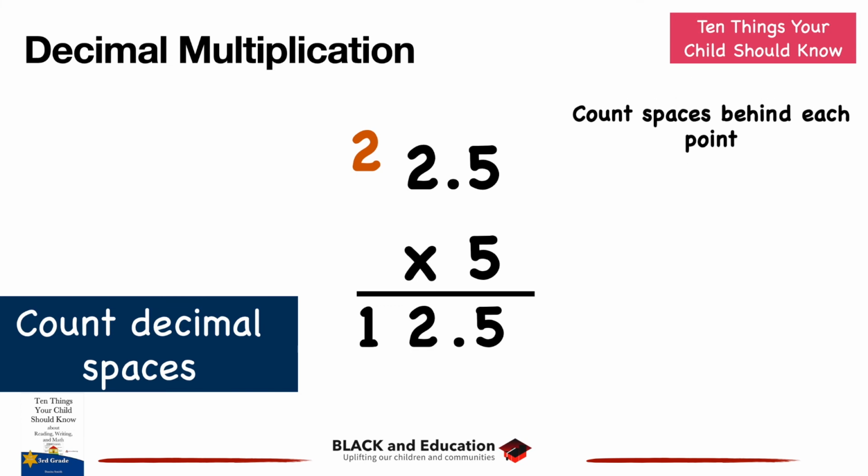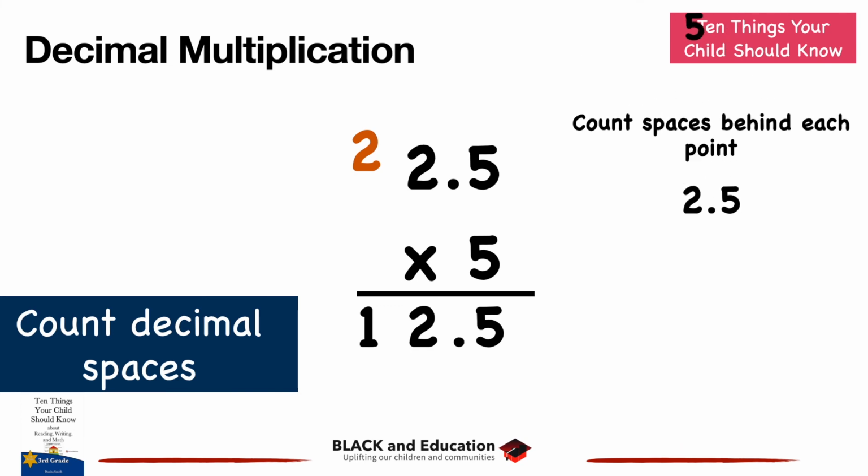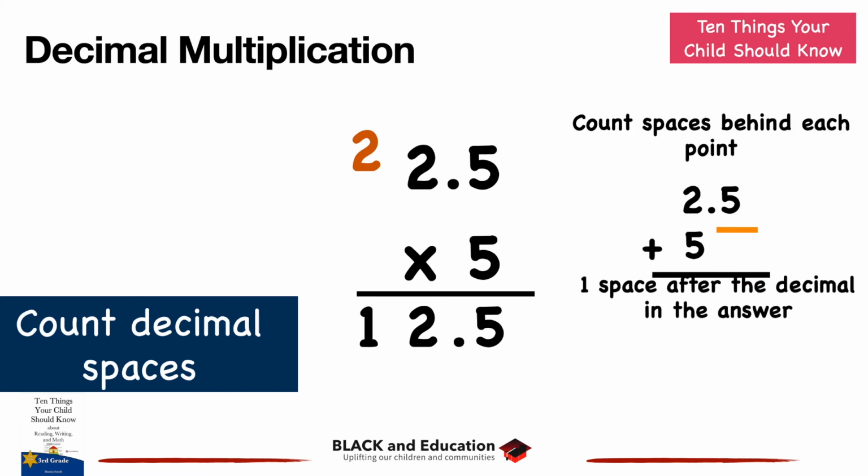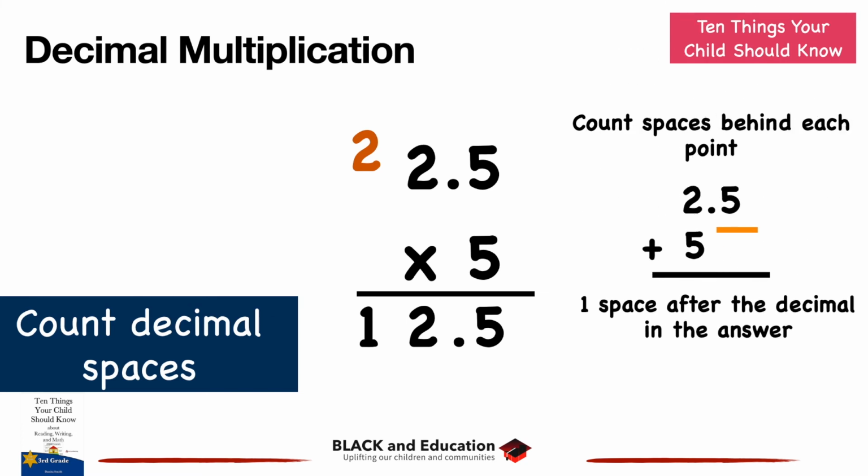Well, what you do is I'm going to count the decimal spaces, the spaces behind each decimal point. So if I have 2.5 and I have 5, that's what I multiply together. I'm going to add up how many spaces each number has behind the decimal point. So in this case, the number 2.5 has one space behind the decimal point, and 5 has none. So the answer is going to have one space after the decimal point. So it's going to be one space. And that's why the answer is 12.5. I just count one space. I multiply like I didn't have any decimal points. And I just count one space and add that in terms of the position of the decimal point.